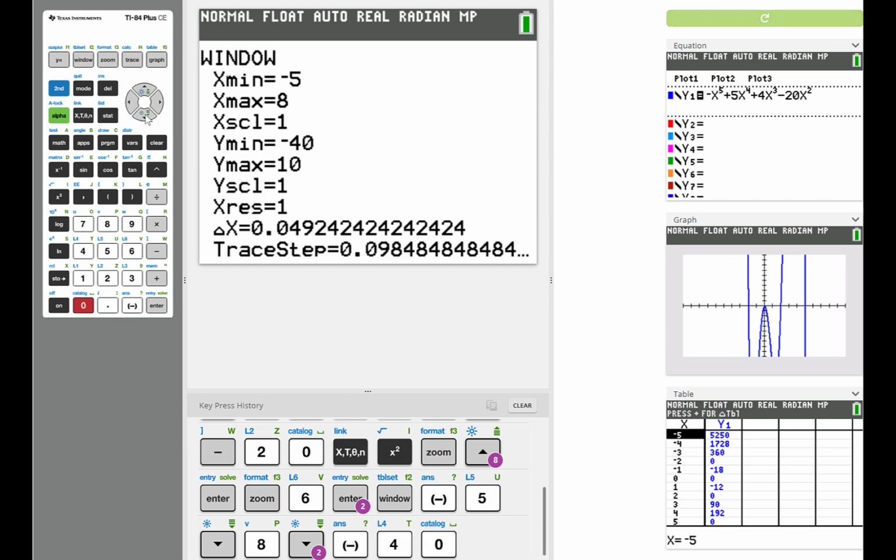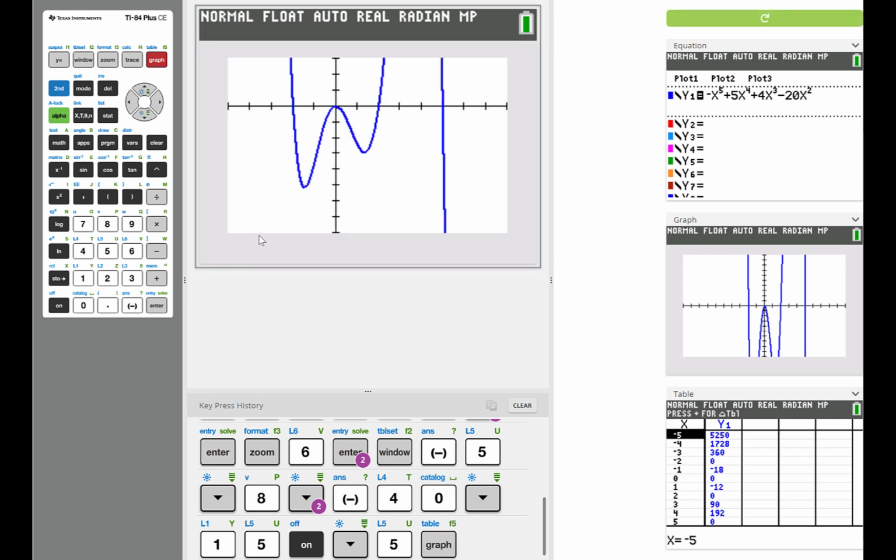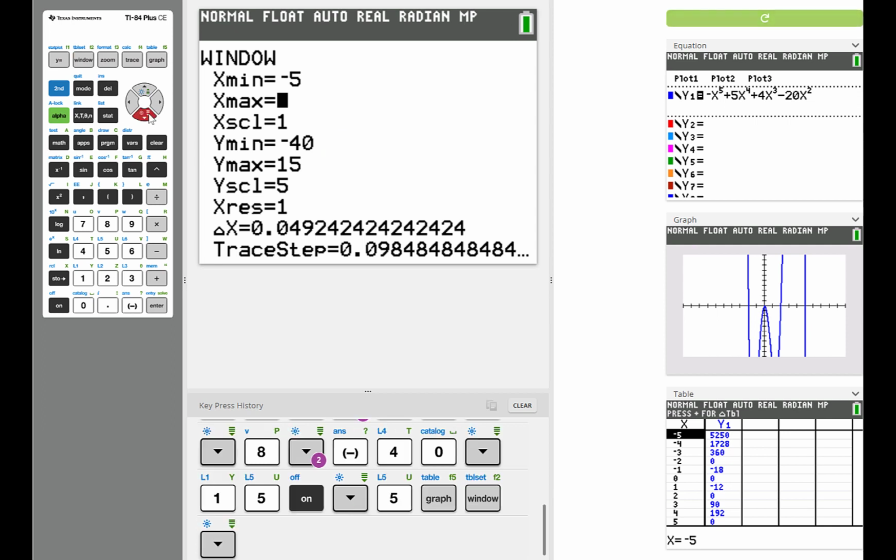Y min, let's go down to -40 and see if that works. And the y max, how about, let's try 150. Oh, I accidentally put in 15. I messed up. Okay, so that's obviously not going to show me the top of my graph. Let's fix, I meant 150.